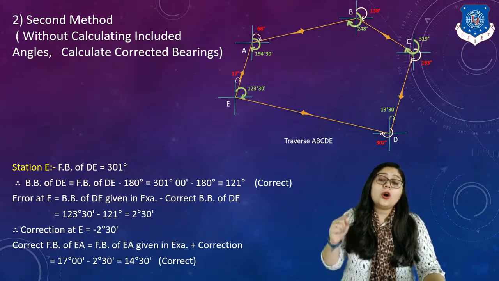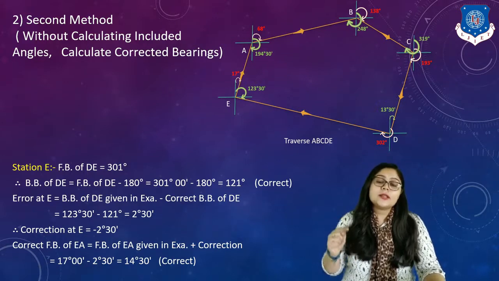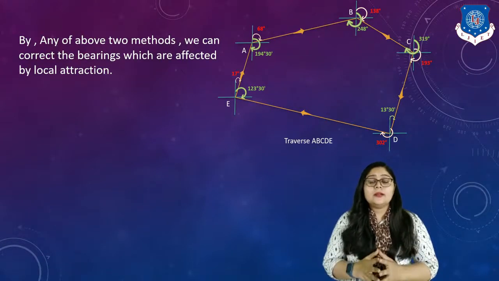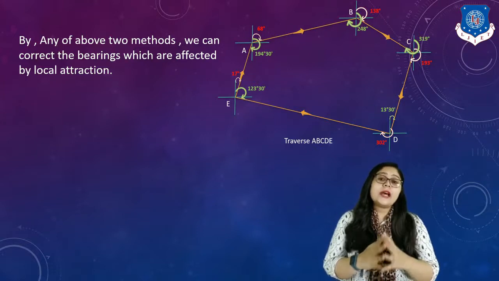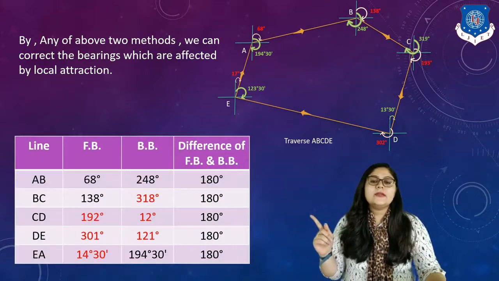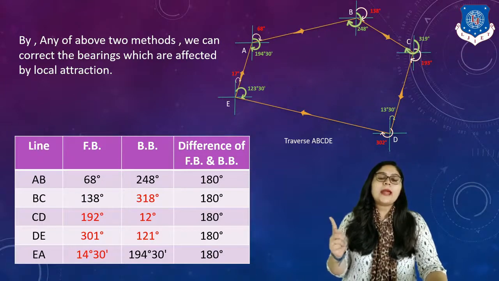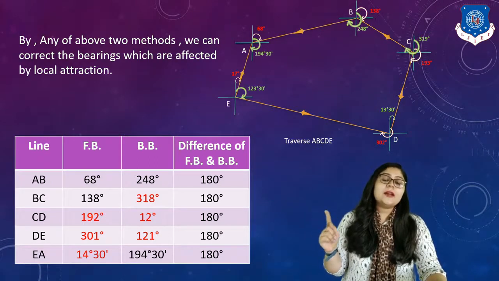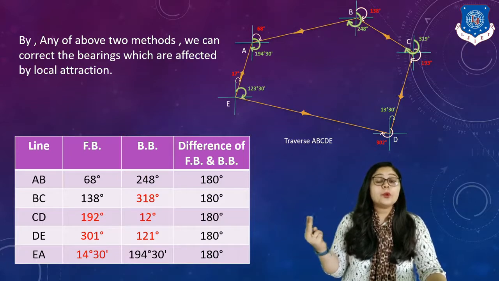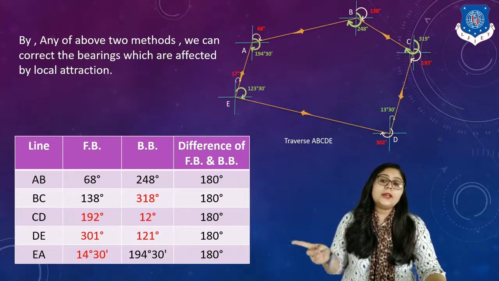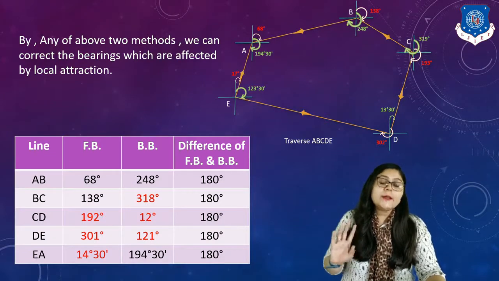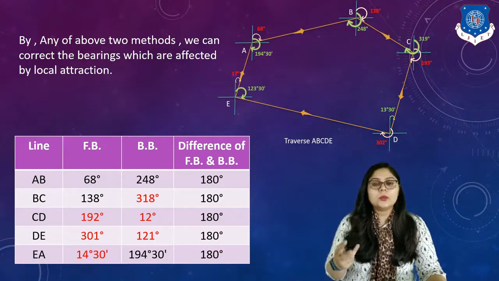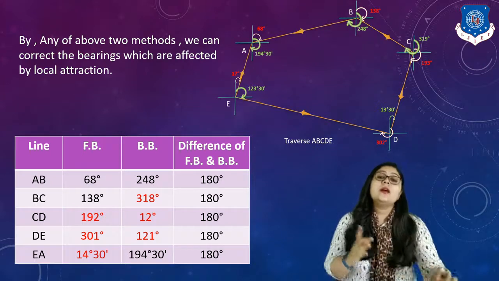Now we have calculated all the stations and got them corrected by doing this kind of calculation, right? Now I can say that with either of the two methods, we can correct the bearings which are affected by local attraction, right? Now you can see one table over here in which fore bearing and back bearing values are mentioned. The red marked values are the values that are corrected by using these two methods. After providing the correction, you can see the difference of fore bearing and back bearing at every line is 180. It means the local attraction is removed. So this is the last step for both methods, which provides justification whether your calculations are correct or not.